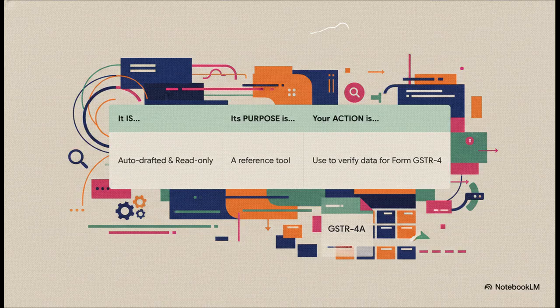And here it is, your final cheat sheet. Let's just boil it all down. What is it? It's an auto-drafted and read-only form. What is its purpose? To be a helpful reference tool. And what is your action? Simple. You use it to double-check your purchase data before you file your actual return, Form GSTR-4. That's the whole story. Pretty simple when you break it down, right?